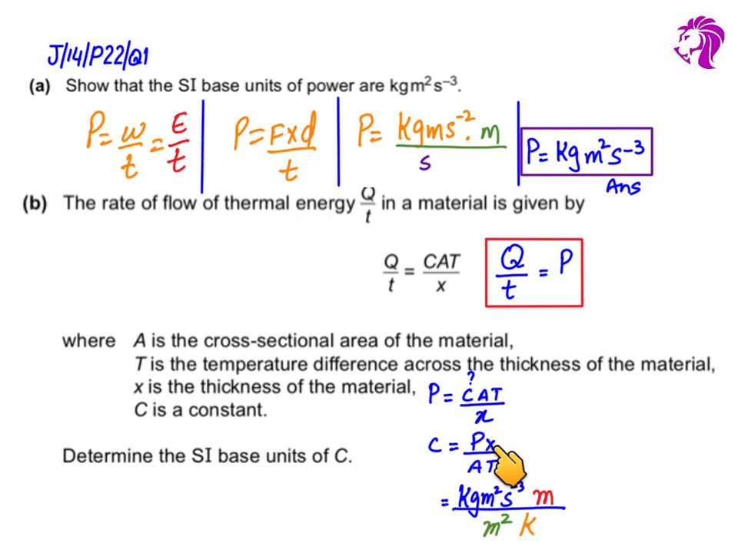Over here x is what? X is the thickness, it's measured in meters. And then you have A, the cross-sectional area, again meter square. And what is next? It's T. T is the temperature, which we measure in kelvins, right? So if we simplify this, m2 is there, m2 is here, we get those two cancelled, and hence we get the equation kg s minus 3 m kelvins.